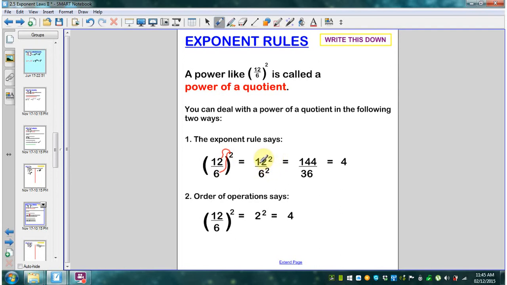Then you can work it out. 12 squared equals, 12 times 12 is 144, and 6 squared equals 36. Then, to simplify this, 144 divided by 36 is actually a nice even number, 4.